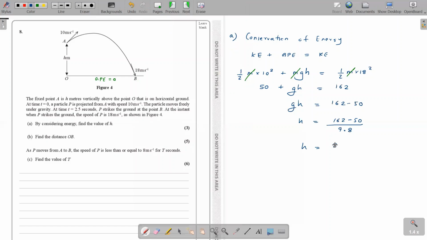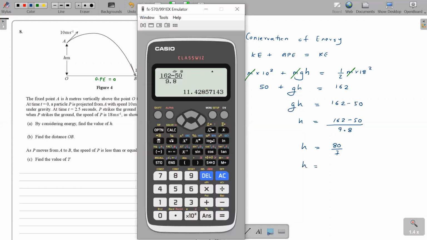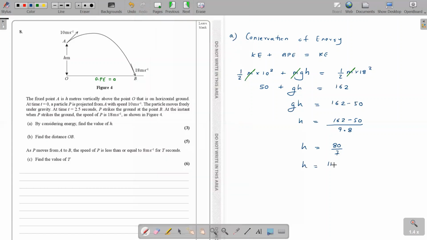So first I'll write the exact figure, 80 over 7, which is equal to 11.4. 11.4 meters, correct to 3 significant figures.